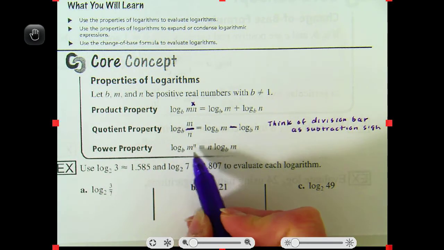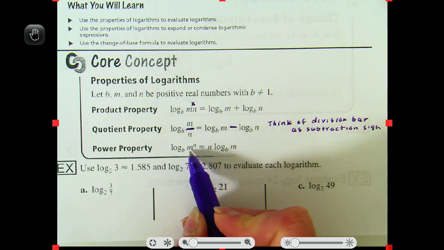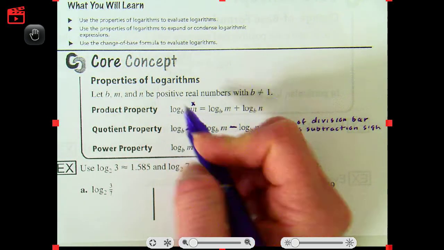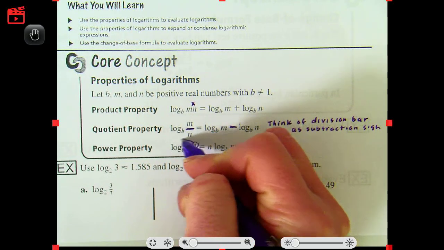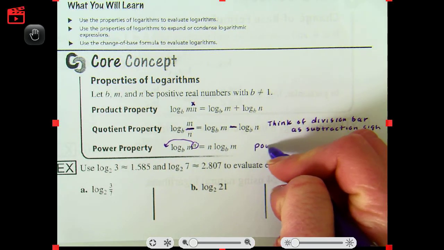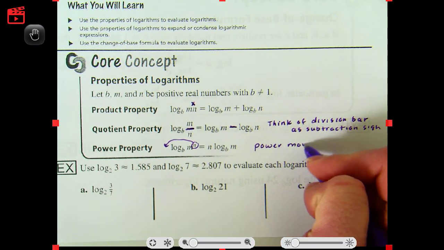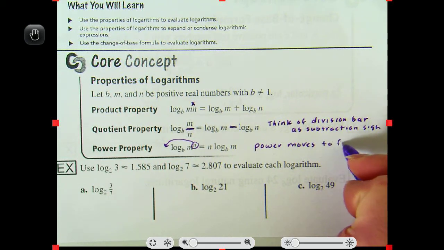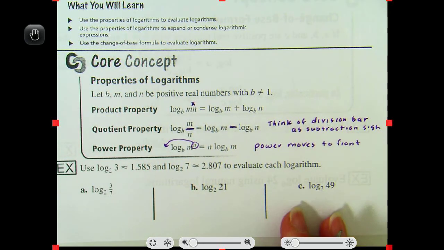And the power property, if you have log base b of m to a certain power, basically this power just moves to the front. You can see it right here. So power moves to front.